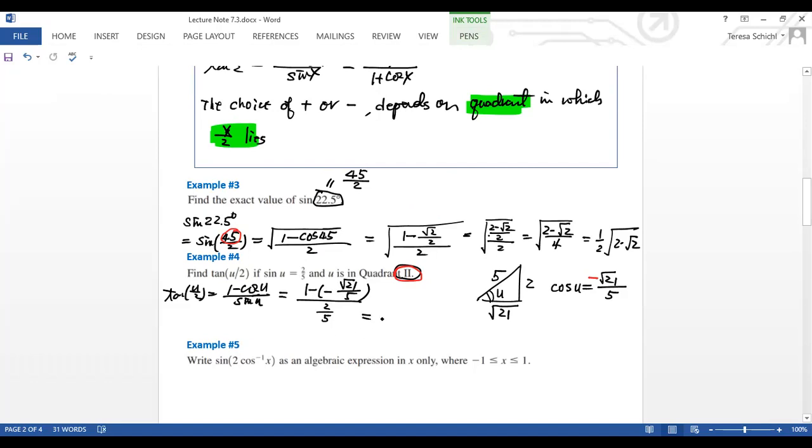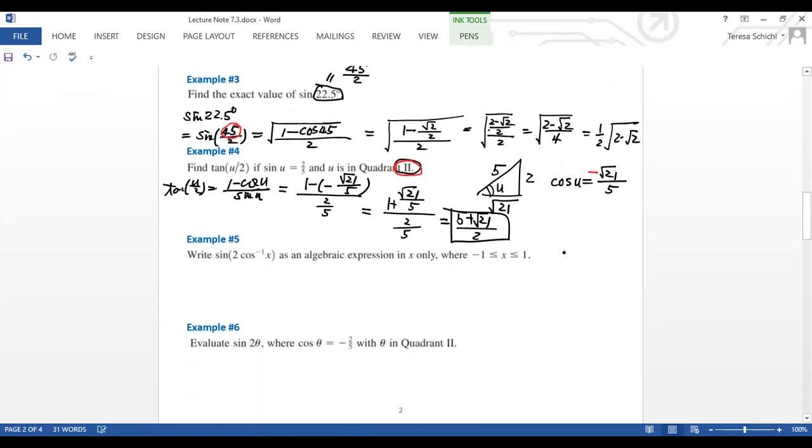So now this will be 2/5 in the denominator, and this is 1 plus the square root of 21 over 5. So if you simplify a little bit, you can cancel the 5, then this is 5 plus square root of 21 here, right? So be careful about the positive and negative signs, okay?